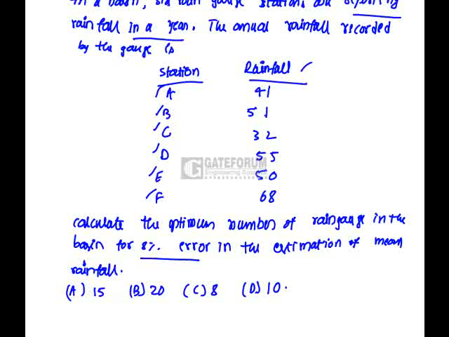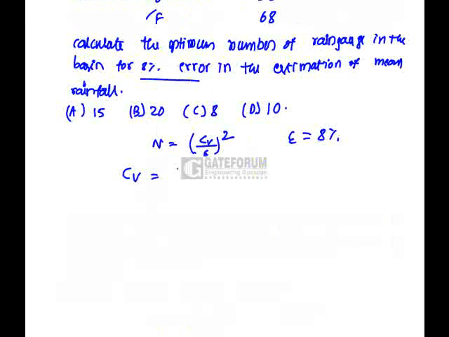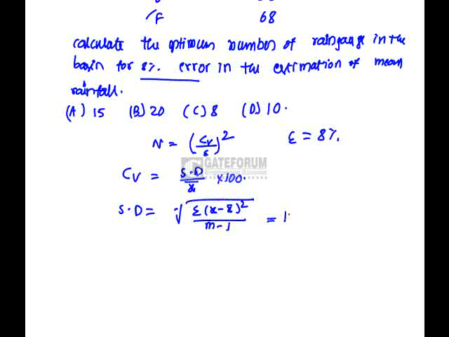When an error of 8% is occurring in estimating the mean rainfall, how many rain gauges are required? We know n, the number of rain gauges, is equal to (CV by percentage of error) whole square, where epsilon is equal to 8%. We know CV is standard deviation by x bar, the mean, into 100. Standard deviation is sigma (x minus x bar) whole square by (n minus 1), which, if you substitute all the values, gives 12.28.